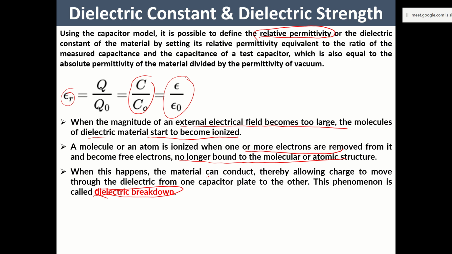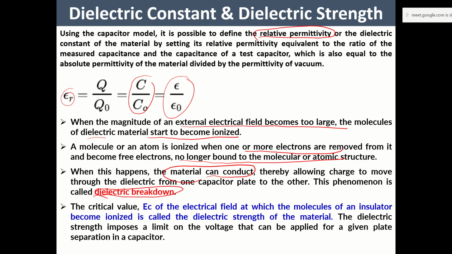At this point, they become conductors. So any material can become a conductor at very high electric field, and that point is called dielectric breakdown, and the strength of electric field required to do so is the dielectric strength.